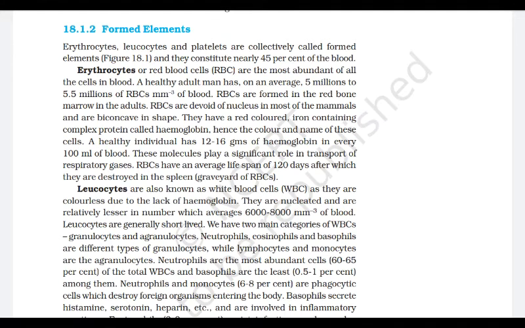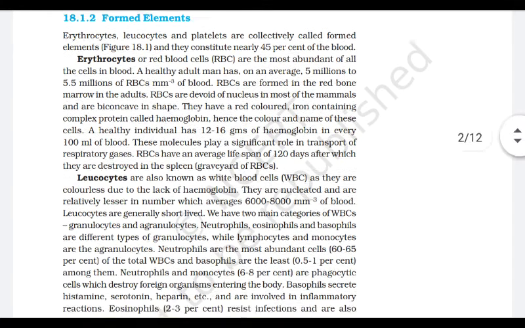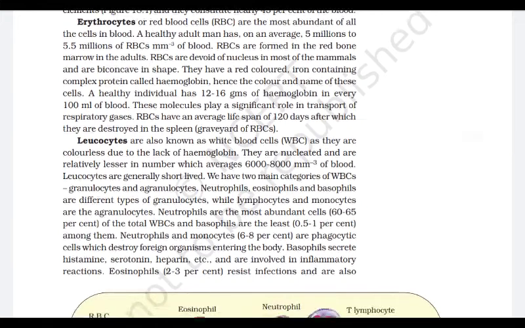Why don't they have the nucleus? Because the nucleus would occupy most of the space and they would have less space for the hemoglobin. So to accommodate more hemoglobin, the RBC is devoid of the nucleus. We have 12 to 16 gram of hemoglobin in 100 ml of the blood. The hemoglobin helps in transport of the gases. They have an average lifespan of 120 days, after which they are destroyed in the spleen.